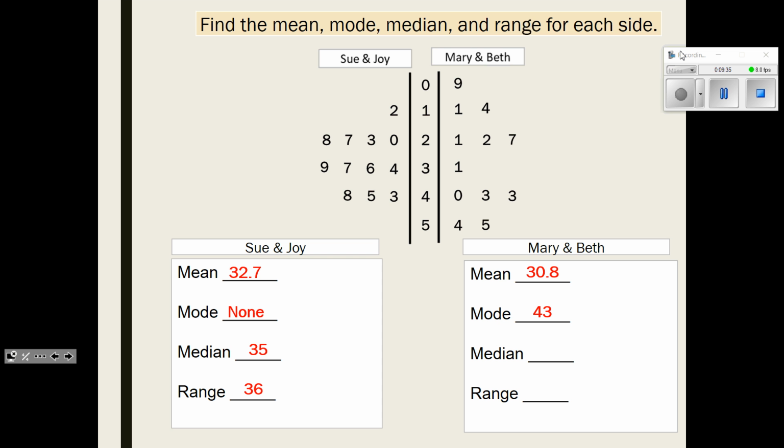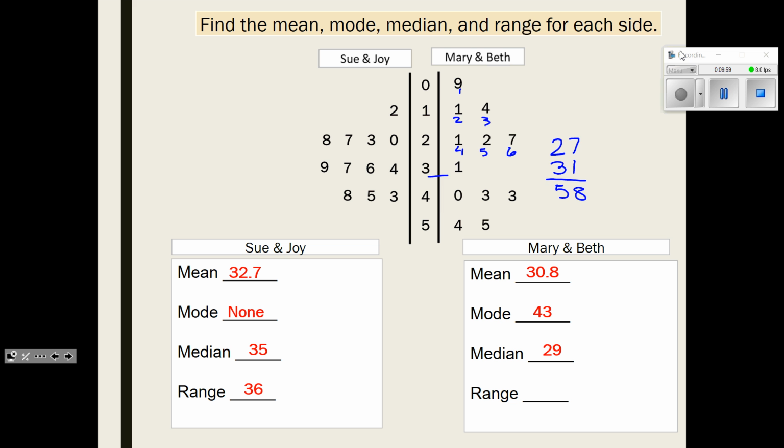Again, since we have an even number, we have 12 numbers, we're going to have to average the 6th and the 7th numbers. 1, 2, 3, 4, 5. The 6th, which is the number 27, and the 7th number, which is 31. So we would add them together and divide by 2, and we would get 29.